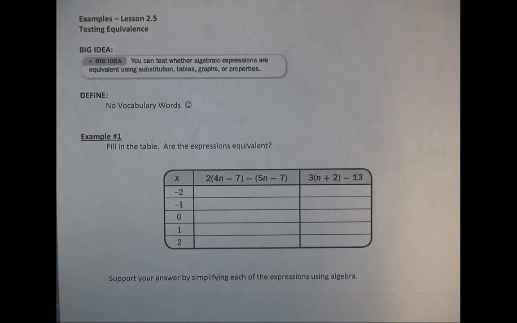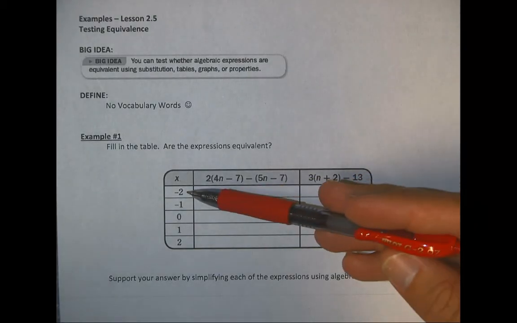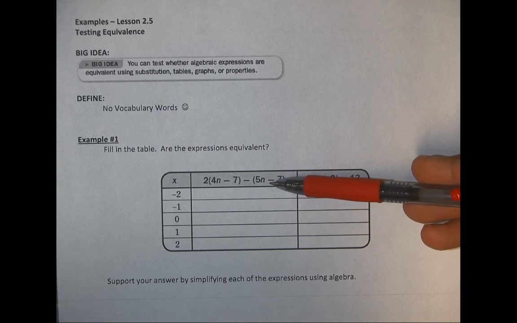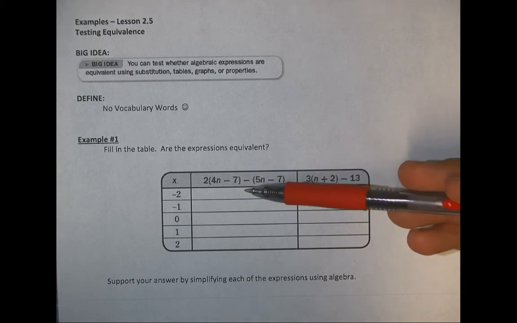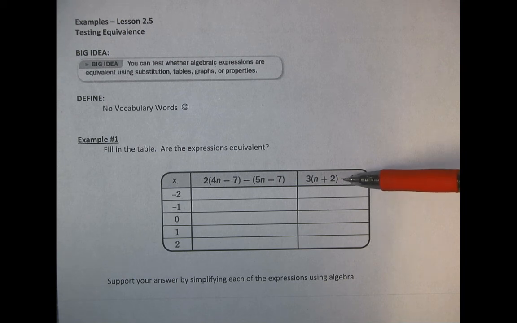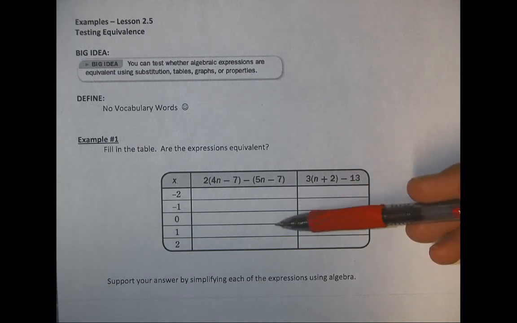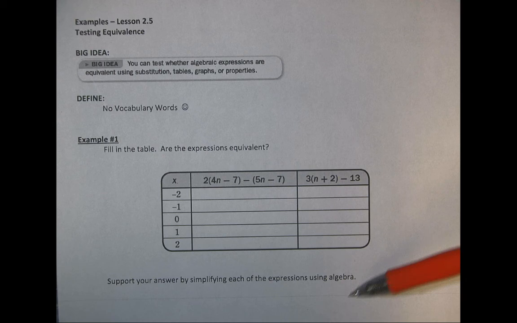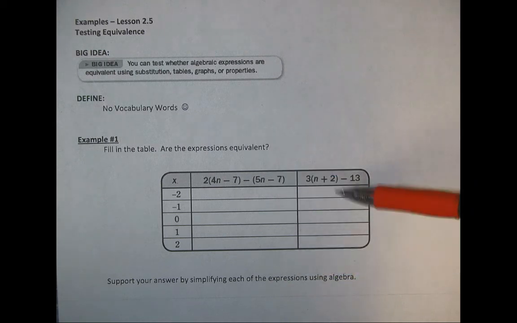Fill in the table. Are the expressions equivalent? So before we run the numbers, let's talk about what we're going to do. We're going to plug in each one of these numbers in for n. We're going to evaluate it or simplify it and get it all the way down to one single answer, because it'll be just numbers. And we're going to do the same thing with this expression. And if all of the answers appear to be the same, then we can say that they're equivalent. And if they're different, then we'll say they're not. So this is just one way to prove equivalence.